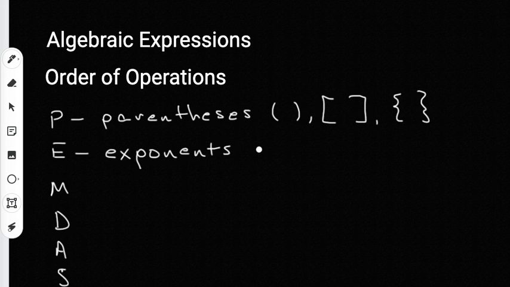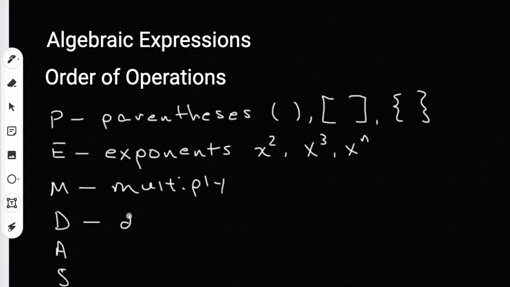This is when you take some number, let's say x, and you raise it to a certain power. So it could be x squared, or x cubed, or x to the n power, whatever that power is. And then you have M. M stands for multiply. And then D stands for divide. These two steps you're going to do from left to right. I'll show you what that means in a little bit.